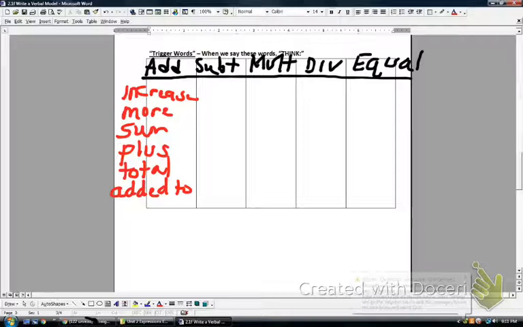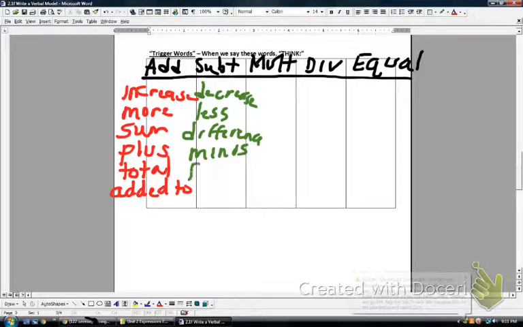Then same thing with subtraction. Some words that mean subtract: decrease, less than or less, 5 less than 2, difference, minus, fewer than, or subtracted from. So when you see or hear those words, you should think to yourself, oh, I'm going to subtract.